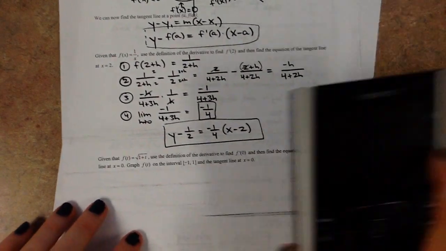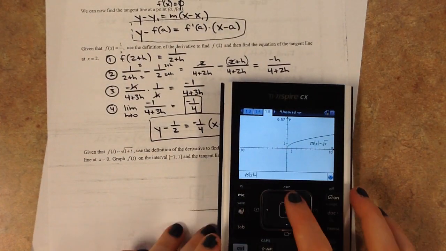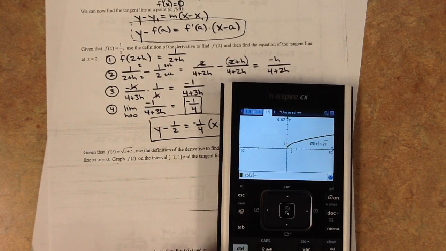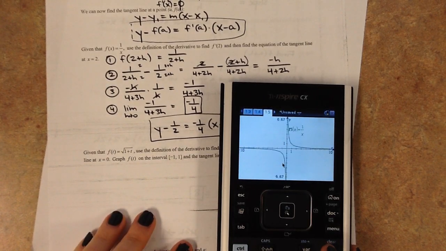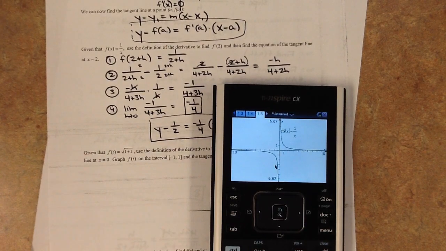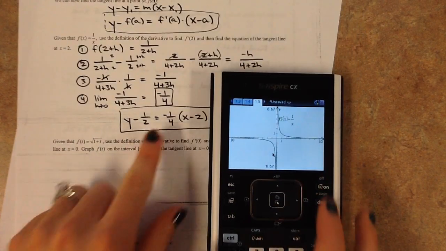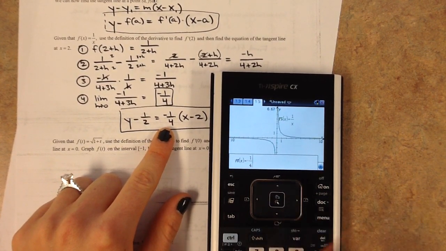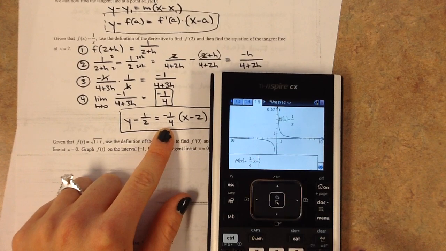So let me show you the original graph, and then I want to plot the tangent line on the same exact axes. So here's the original graph. This is 1 over x. Again, this is a graph that we're hopefully comfortable with. I'm going to plot this, so I need to start with the negative 1/4 and then times the quantity x minus 2.